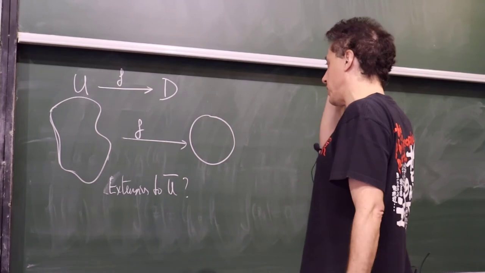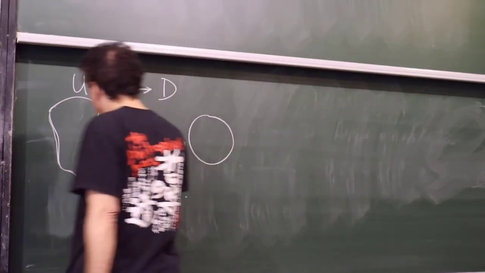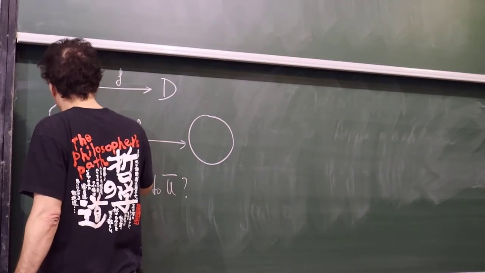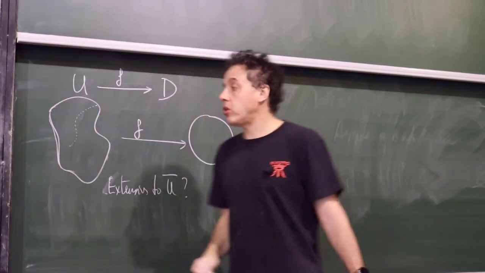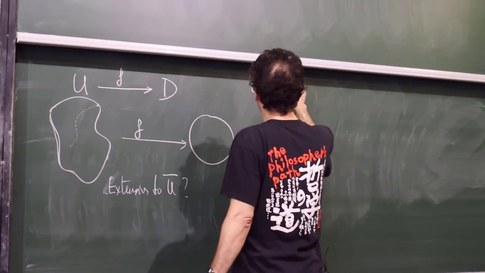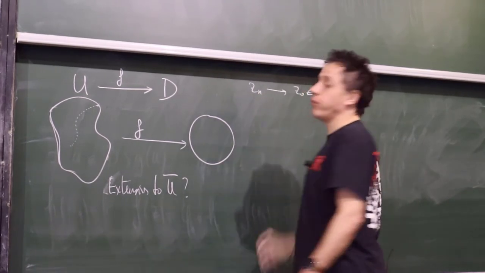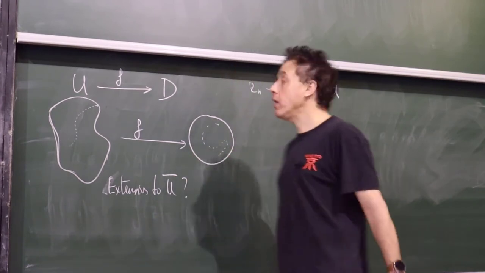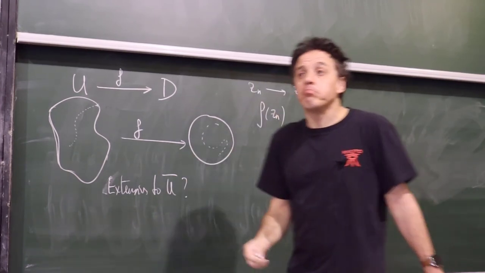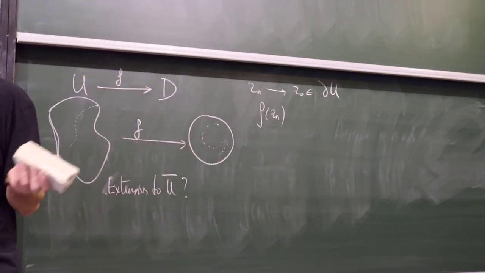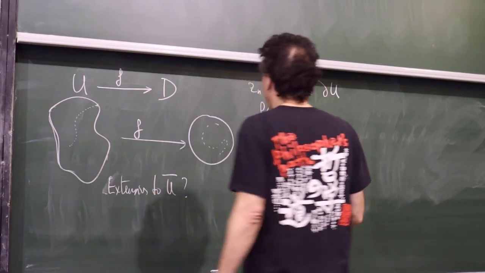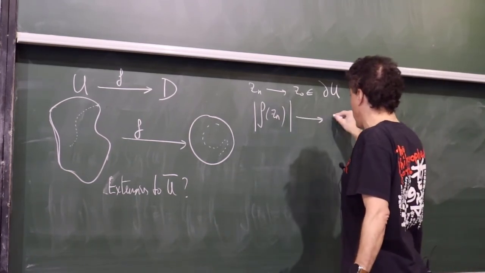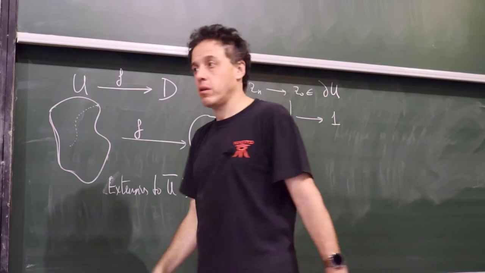So what are the main ideas to extend? First of all, it is not difficult to show the following fact. Assume you have a sequence of points z_n tending to z_0, a point on the boundary of U. They have some image here. The sequence f(z_n) does not need to converge, but it is not difficult to show that the modulus of this function tends to 1. In fact, the modulus tends to 1.